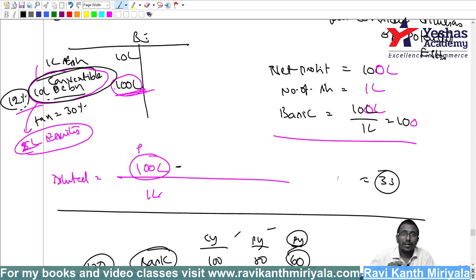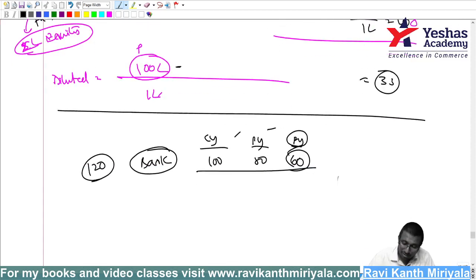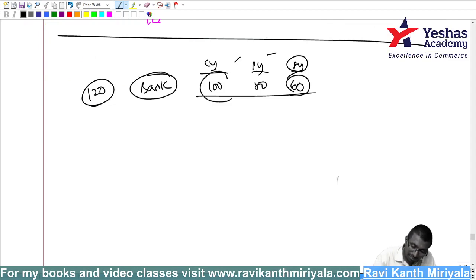Correct? In the calculation of basic, we don't consider potential equity shares. But are they sitting in the balance sheet or not? Yes, they are sitting in the balance sheet. Any day, as per the agreement, they are going to be converted into equity shares. It may be 100, I agree with you. But all of a sudden this 100 may become 33.